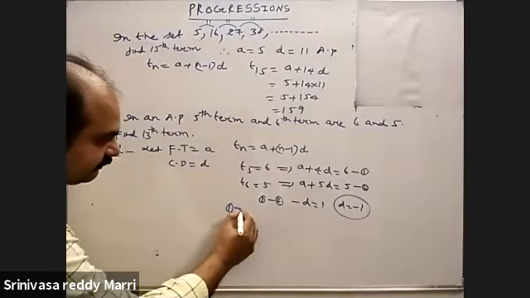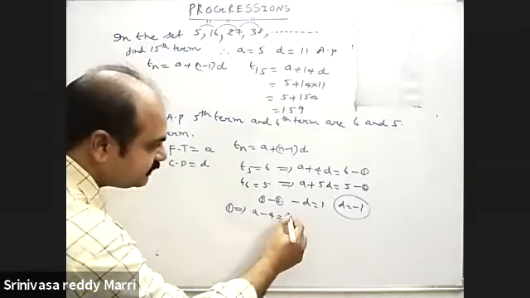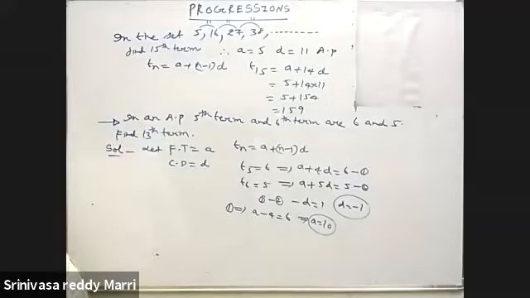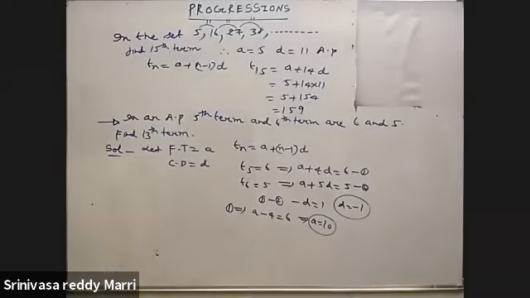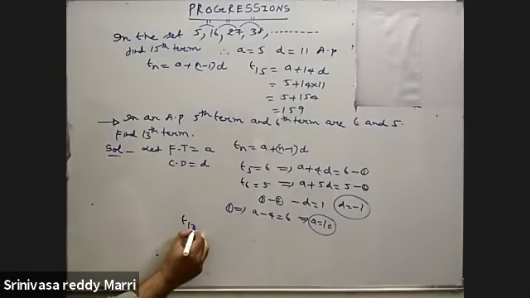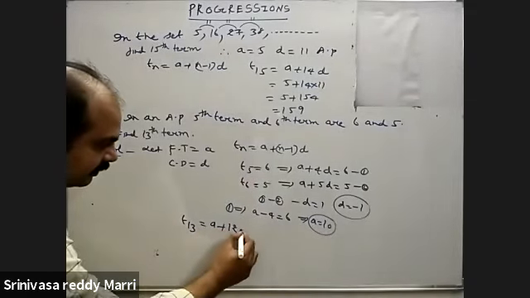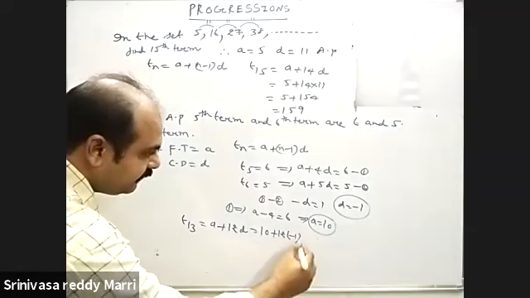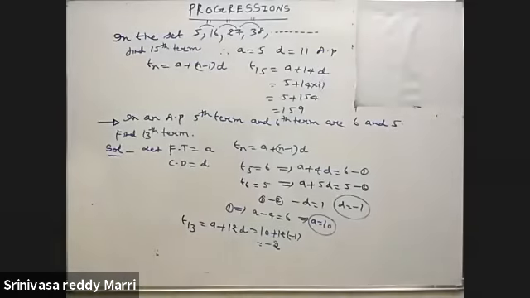So therefore, the first equation implies a minus 4 equal to 6. That implies a is 10. So that means in that AP, the first term is 10 and the common difference is minus 1. You can easily find the 13th term. What is the 13th term? a plus 12d, substituting n equal to 13. a is 10, plus 12 into minus 1. 10 minus 12 is minus 2. So that is the 13th term.